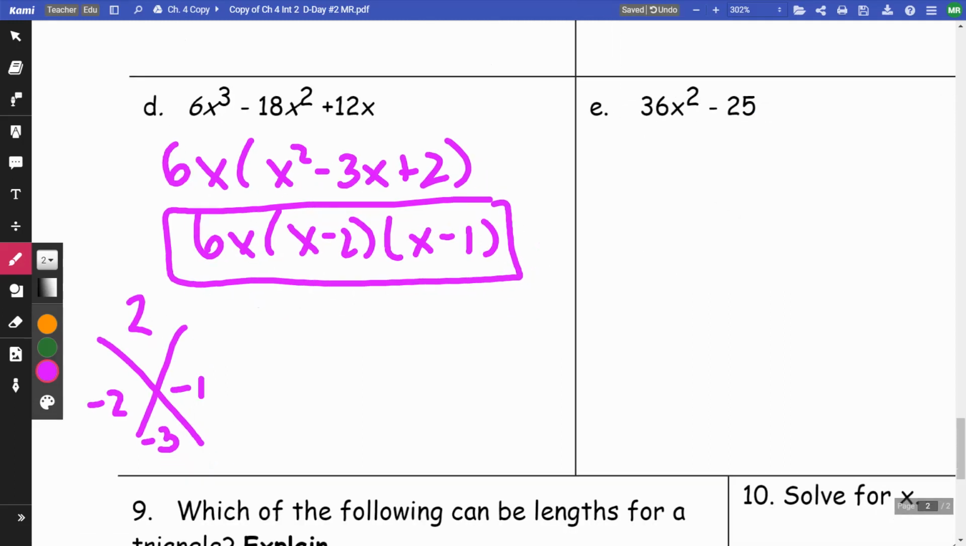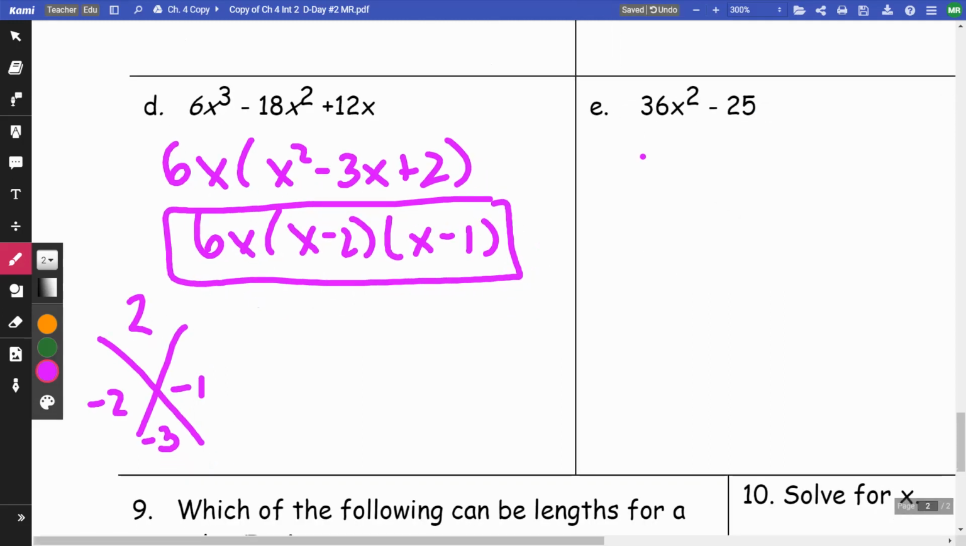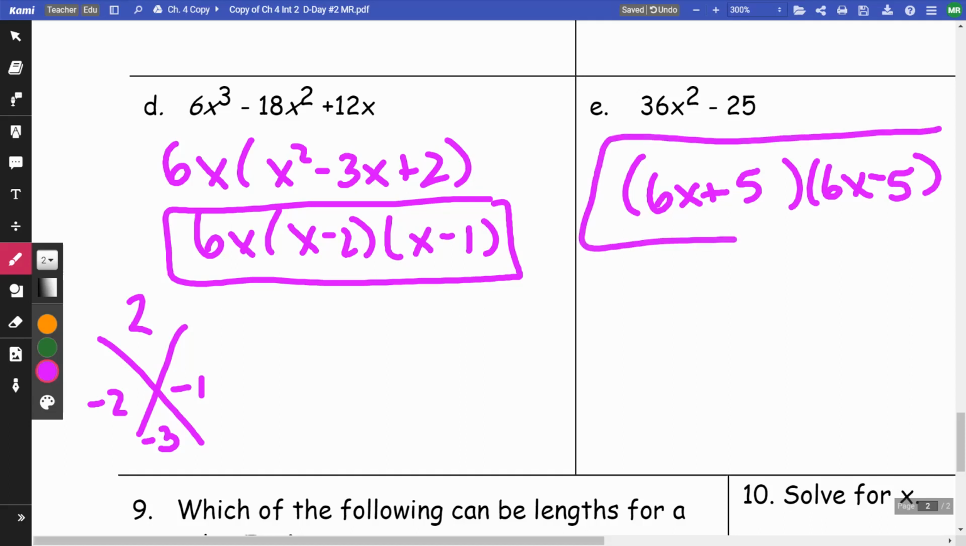On E, difference of 2 squares. Square root of 36x squared is a 6x plus, and the square root of a 25 is a 5. So one's going to be a plus 5, one's going to be a minus 5. Again, difference of 2 squares.